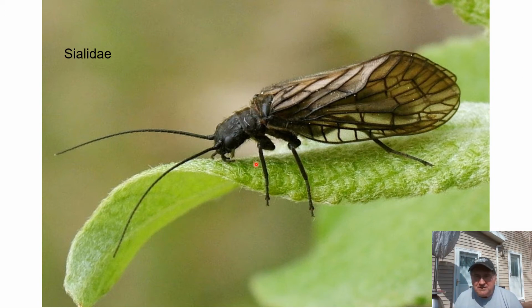So that's what the adult looks like. The wings are held in this roof-like pattern, a tent-like shape over the back of the body. Here's the larva.